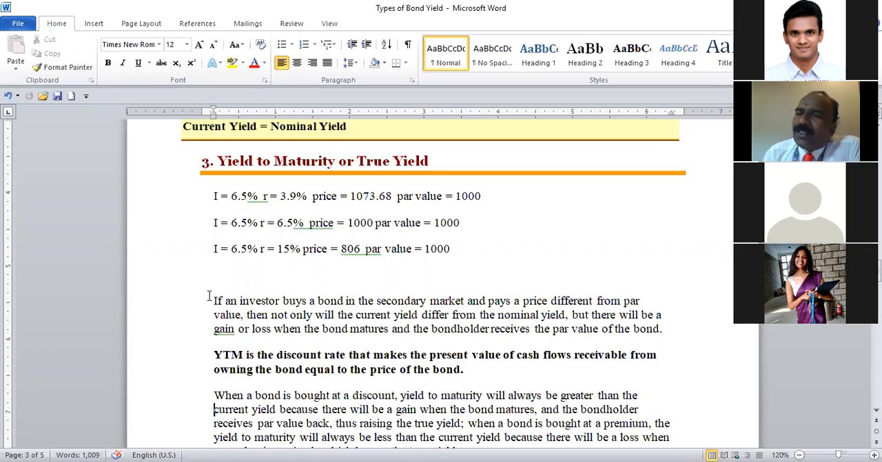The rate at which the present value of cash inflow equals the present value of cash outflow. The internal rate of return. Oh, very good. Who is that? Sharon, sir. Sharon, 1 mark.